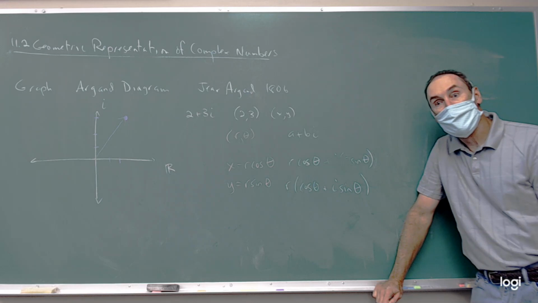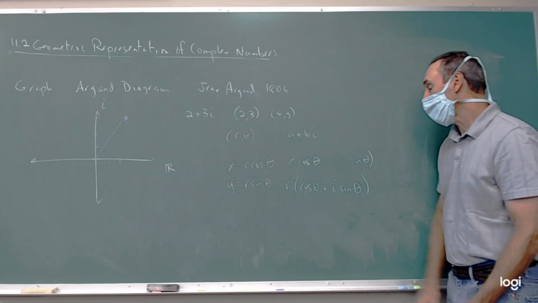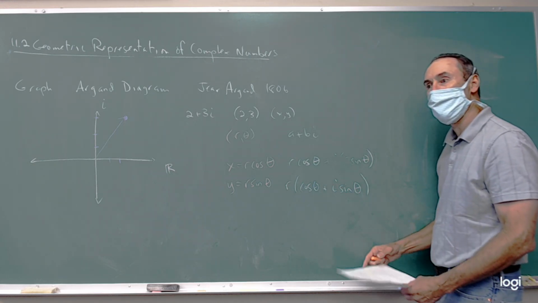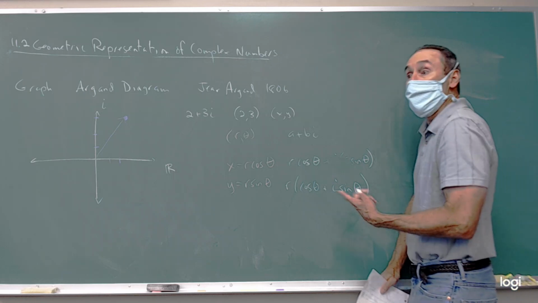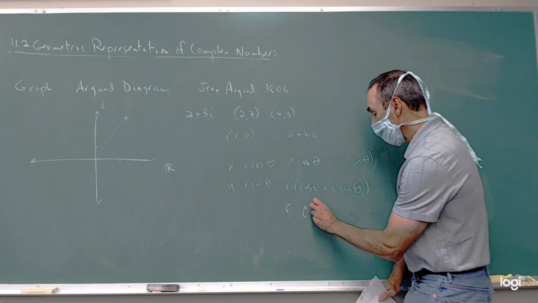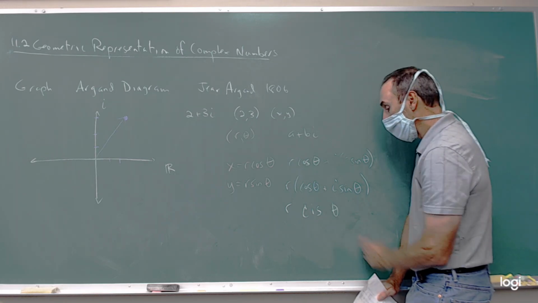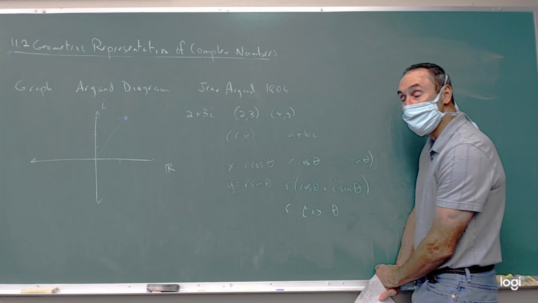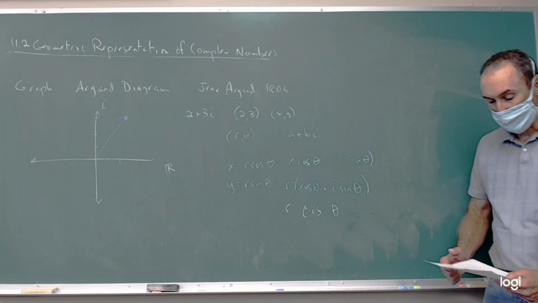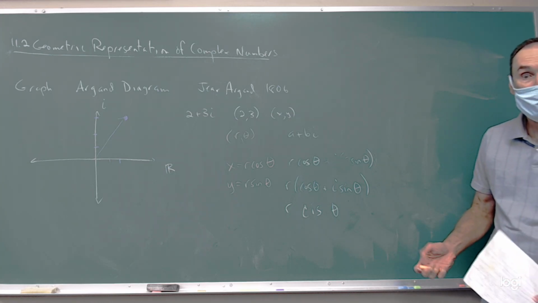You with me there? That's kind of a mind-blowing idea. So mathematicians say it's always going to be r times cosine theta plus i sine theta. So we abbreviate that and call it r cis theta. Crazy. That's what that represents. That's our polar representation for a complex number.